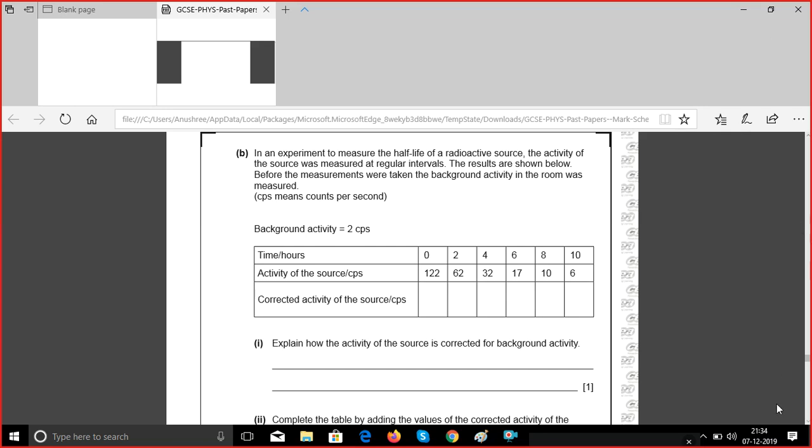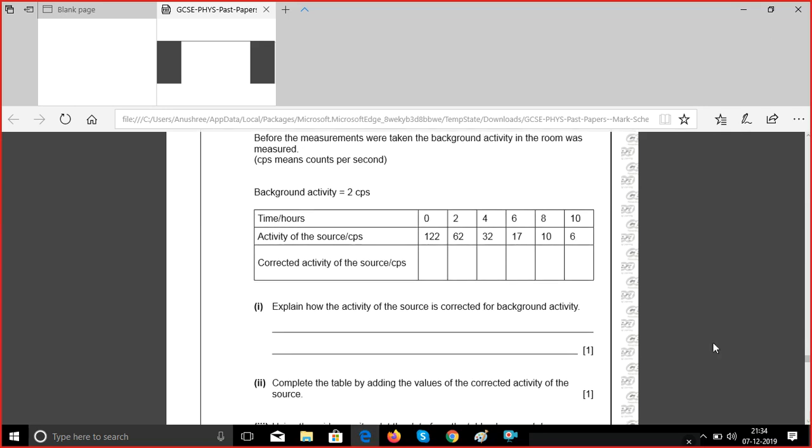Complete the table by adding the values of the corrected activity of the source. Okay, so 120, 60, 30, 15, 8, and 4.